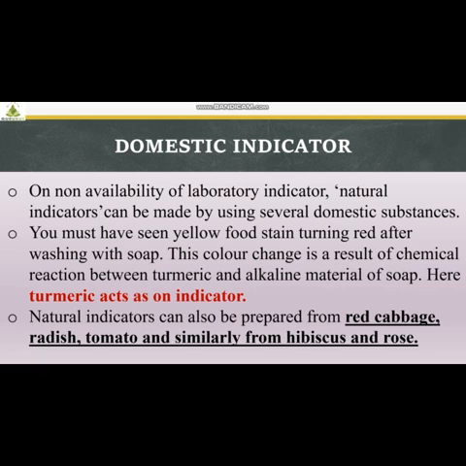Natural indicators can also be prepared from domestic substances like red cabbage, radish, tomato, and similarly hibiscus flower, rose petals, rose flower. These things can also be used for making natural indicators.